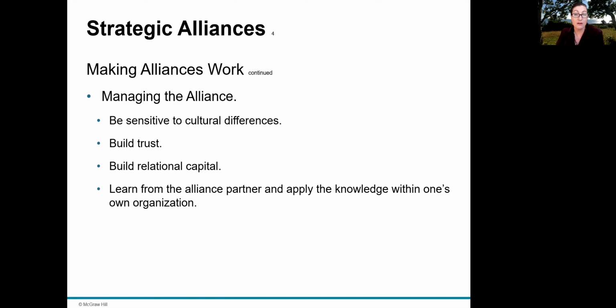In managing the alliance, we definitely want to be sensitive to cultural differences. We want to build trust and relational capital, and we want to learn from our strategic partners so that we apply the knowledge throughout the organisation.